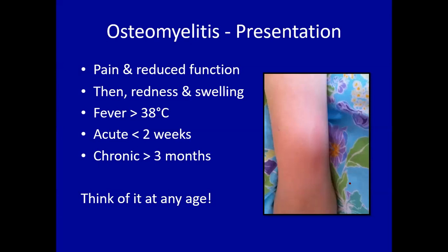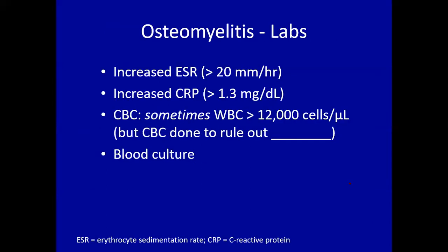Osteomyelitis presentation, right? So infection in the bone. It's going to be pain, reduced function, heat, fever. This is a sick kid, right? If it's acute, it's going to be less than 2 weeks, chronic greater than 3 weeks. We need to think of this at any age. So from 0 to 100, osteomyelitis.